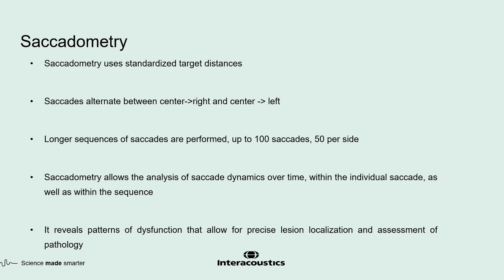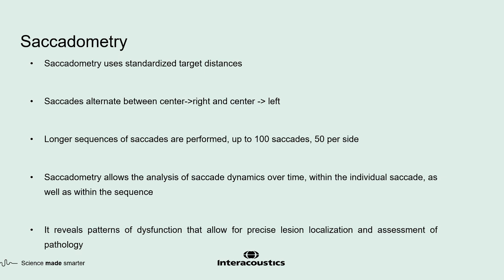We rapidly present targets in the same place with random duration on the right or on the left. So saccades alternate between center right and center left. We perform many longer sequences of saccades. For our research, we're doing 100 saccades, 50 per side. The increased number of saccades allows us to have a greater statistical power of the results.